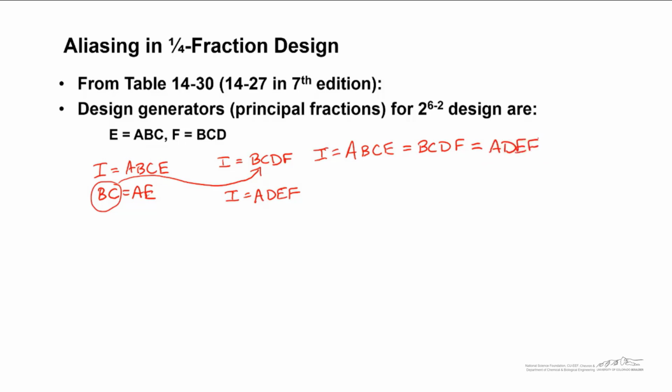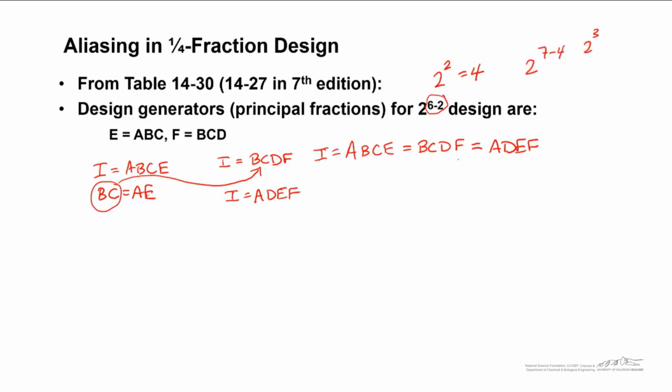ADEF. Here we have 4 different terms that are equal to each other. The difference between K and P here, if you take 2 to that number, that's equal to 4. That's how many terms should be equal to each other. So for example, a 2 to the 7 minus 4 design, we should have 2 cubed things that are equal to each other in order to put together the complete aliasing.